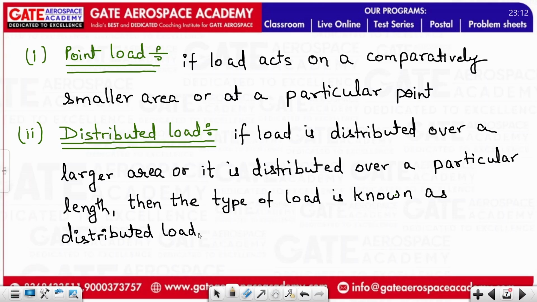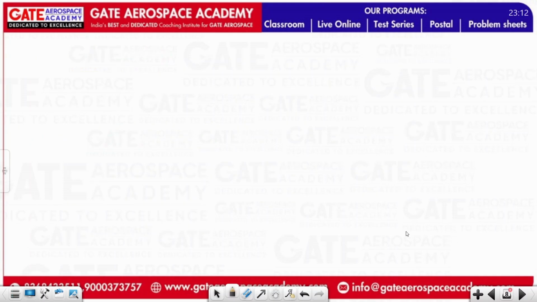Are we able to understand this? So, if the load is actually variable in nature, then it will be termed as your distributed load. Okay. So, this is it in the very first session.